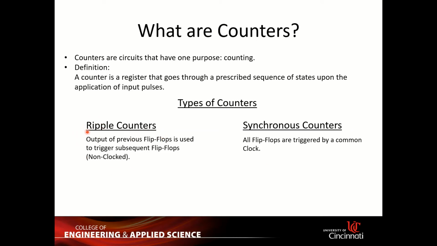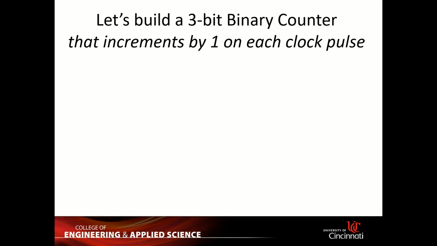This one is called ripple because the state of each flip-flop changes in a ripple. The state of flip-flop 1 changes and it triggers the change in the state of the next flip-flop, and that triggers the change in the state of the next flip-flop. That's why it's called ripple. Synchronous, everything changes at once by a common clock. And there are also other types of miscellaneous counters, and we will discuss a few of them later in this lecture.